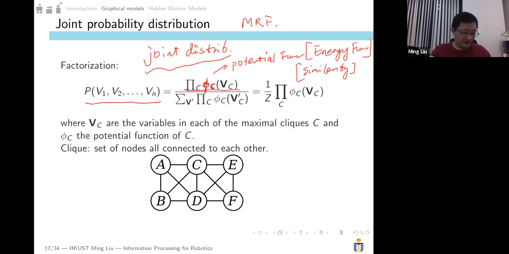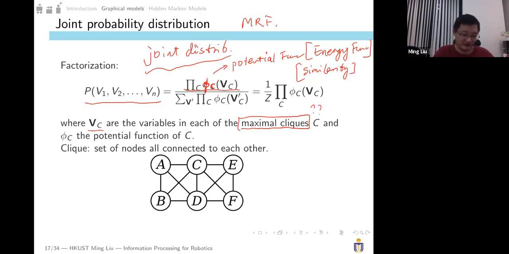Then what are these VCs? Potential function over VC, right? VCs are the variables in each of the maximal cliques C. And the phi c is the potential function of C. Then what is a maximal clique? So here come more and more concepts. From the joint distribution, we know we need a potential function over a maximal clique. And what is a clique?